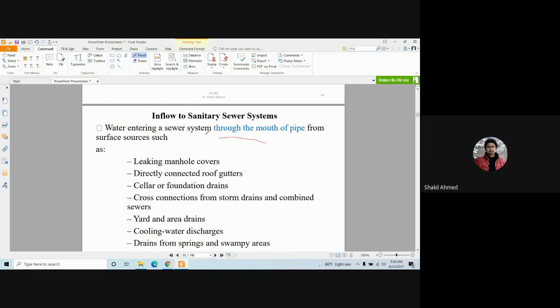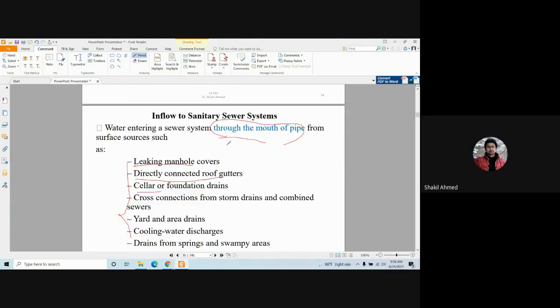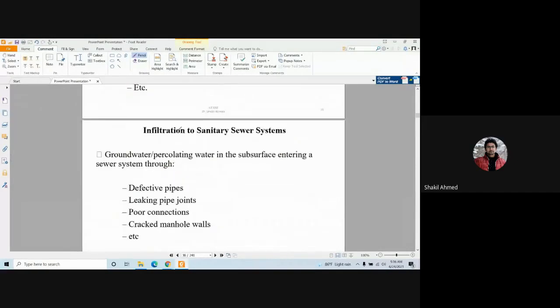Water entering a sewer system through the mouth of the pipe from surface sources, such as leaking manhole, directly connected to roof gutters and others. You should go through this. Infiltration to sanitary sewer system. Remember, one is inflow, another one is infiltration. What is the difference, by the way?